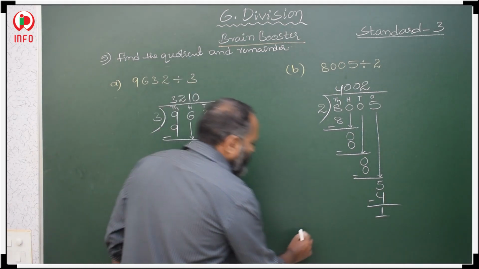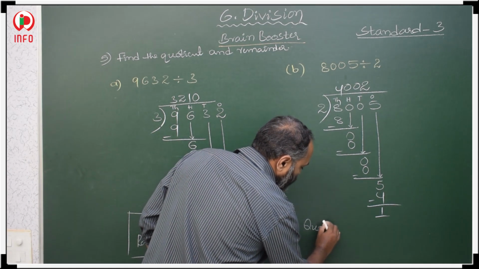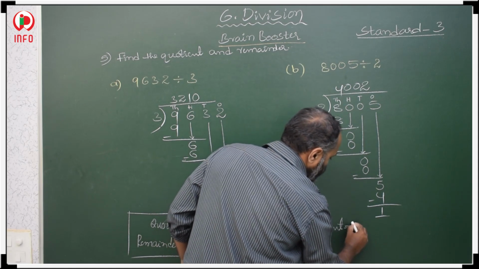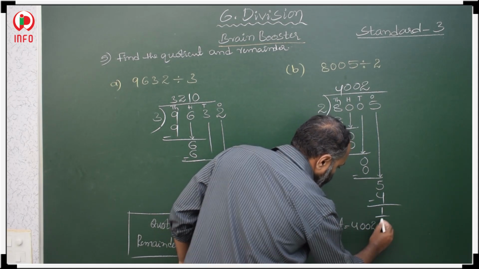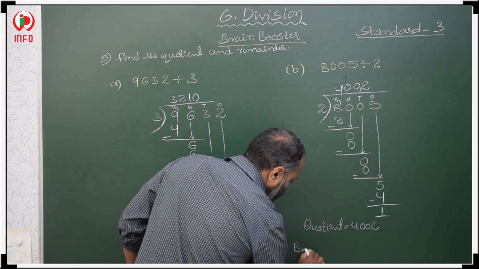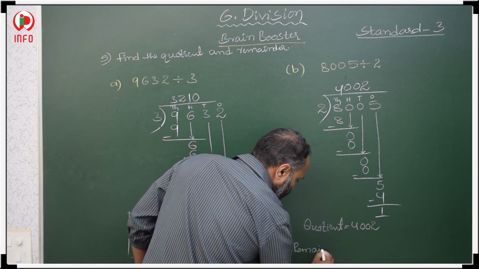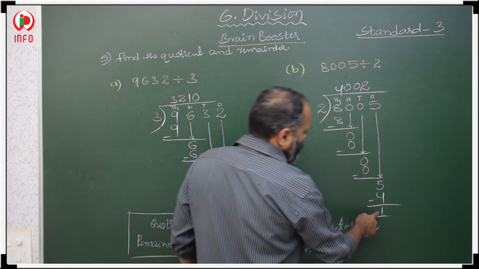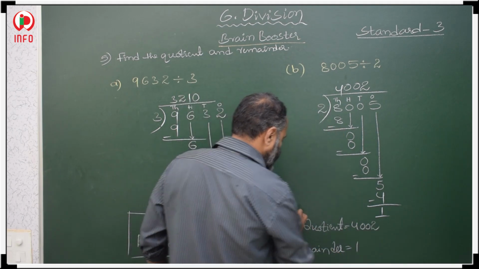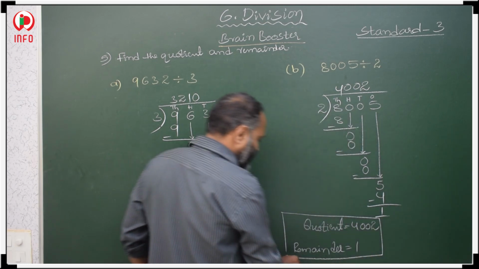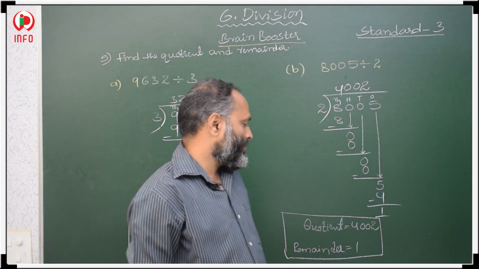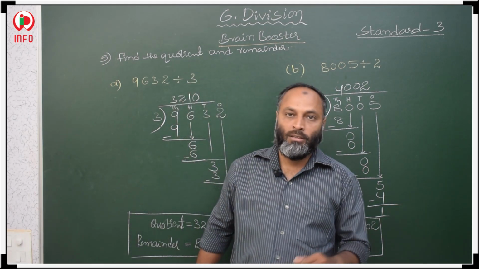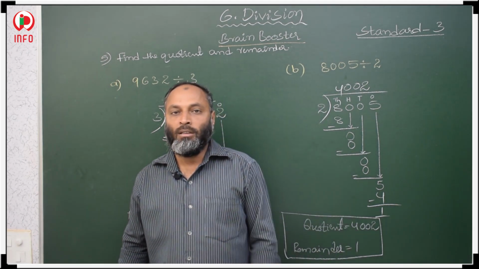Now here we have to write the quotient. What is the quotient? Our quotient is 4002 and our remainder is 1. So the remainder is 1 and the quotient is 4002. More similar questions were there in this exercise, so do 2 similar questions as your home assignment.